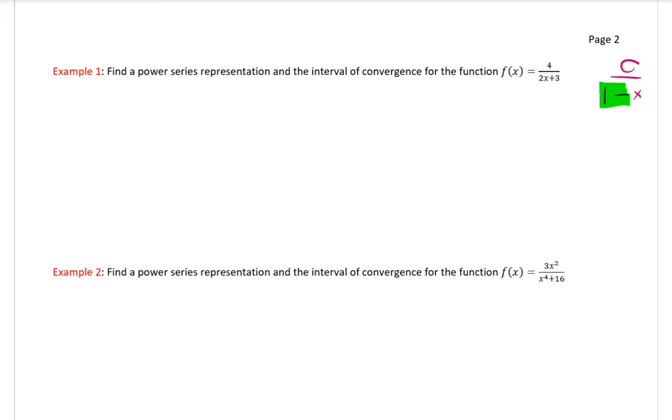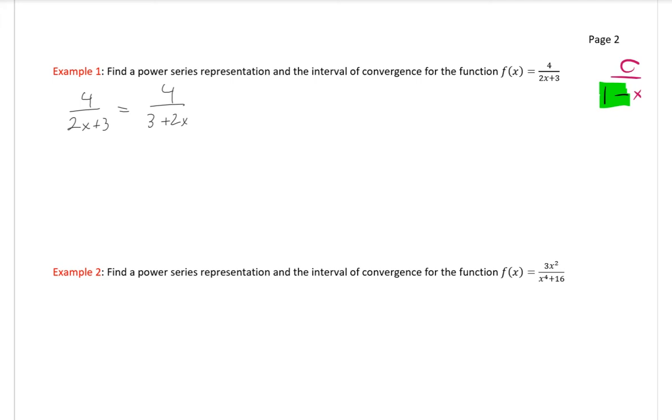So here I have 4 over 2x plus 3. So let's start with that. 4 over 2x plus 3. Currently, it doesn't look like 1 minus, but I should be able to rewrite it in that case. If I were to flip these around, make 4 over 3 plus 2x, so far it looks like constant followed by some values of x.